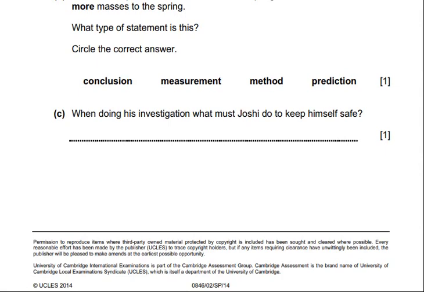C. When doing his investigation, what must Joshi do to keep himself safe? So here the question means you need to write down something that keeps this person safe while he's doing the investigation. Okay, so you can write down more than one answer actually, but here my answer is he must wear goggles, or he must wear spectacles, but you have to write down only one. Okay, so just write down he must wear goggles.